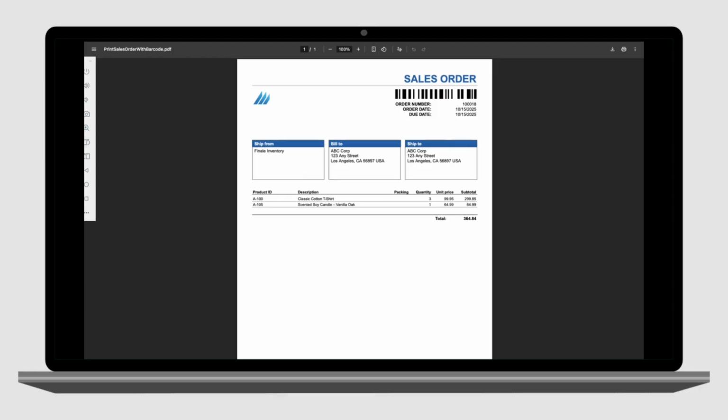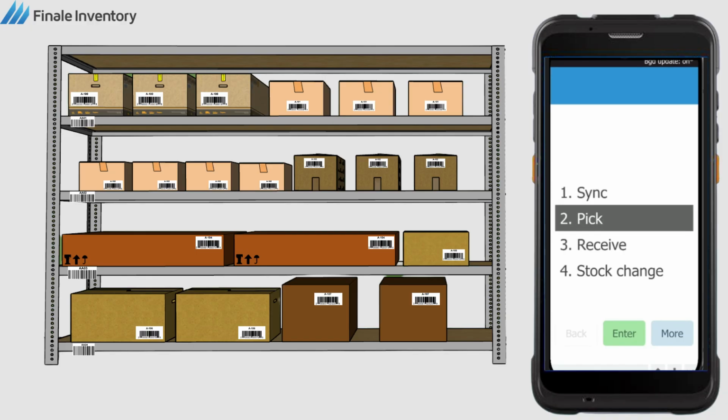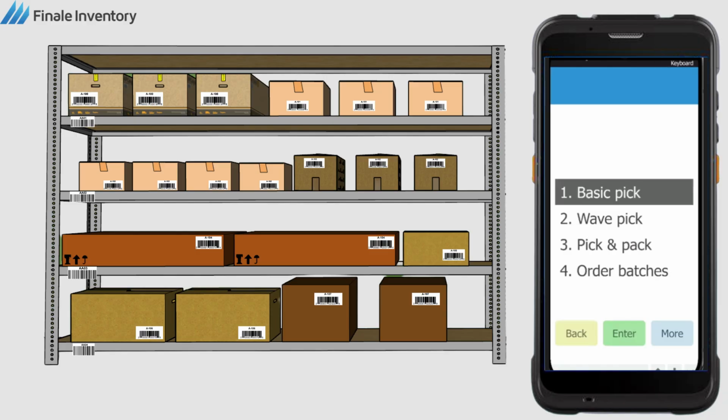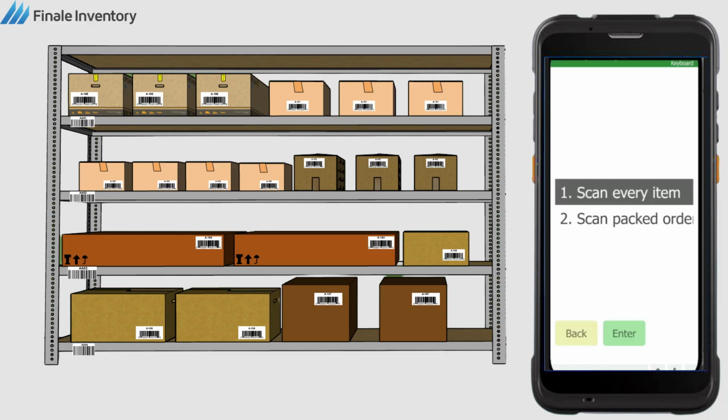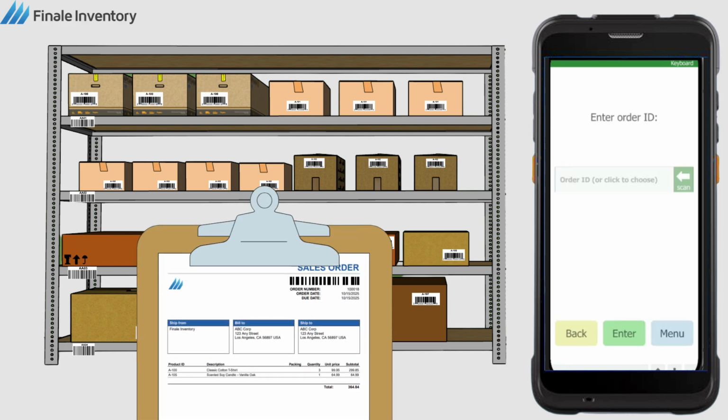First things first, navigating over to the scanner, we're going to go into option number 2 to pick, option number 1 to do the basic pick, and then option number 1 to scan every item. Now we're going to scan off the slip here to pull up this order.